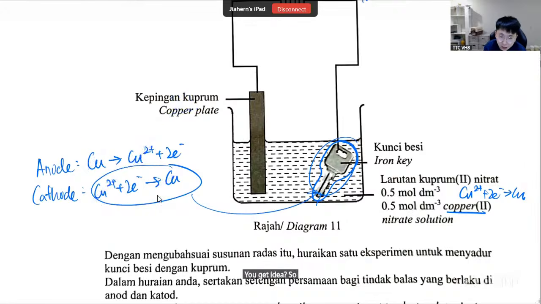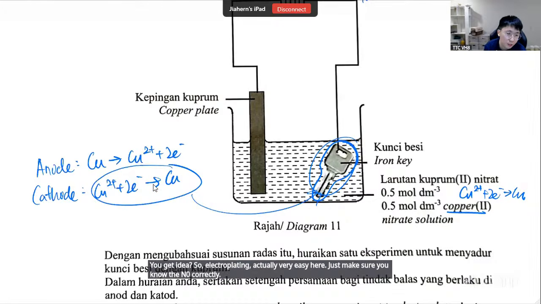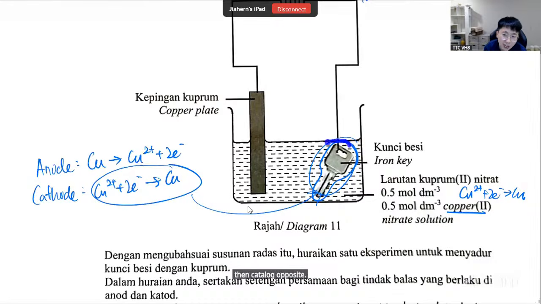So electroplating is actually very easy. Just make sure you know the anode correctly, then the cathode is opposite. Don't even care about the iron key. If today I change the iron key to an iron spoon, does it change any equation? No. I change the key to a coin, it doesn't matter, same equation. The item at the cathode is just there to get coated, no matter what it is.